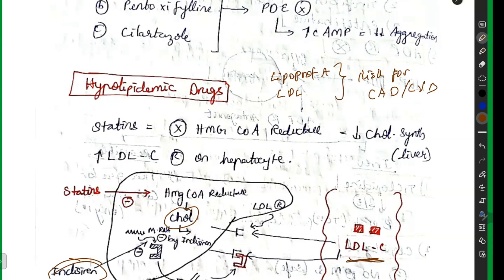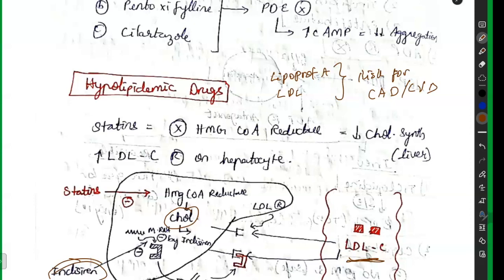The first topic is hypolipidemic drugs. So what is a statin? We have rosuvastatin and atorvastatin. Statins are nothing but HMG-CoA reductase inhibitors. You all know that for cholesterol synthesis you need the HMG-CoA reductase enzyme. The HMG-CoA reductase enzyme is necessary for cholesterol synthesis, and this synthesis can be inhibited by the drugs called statins.